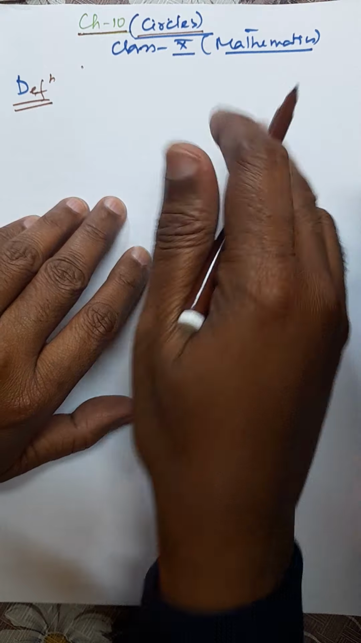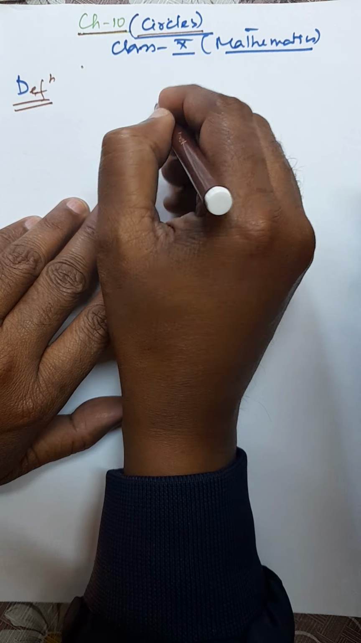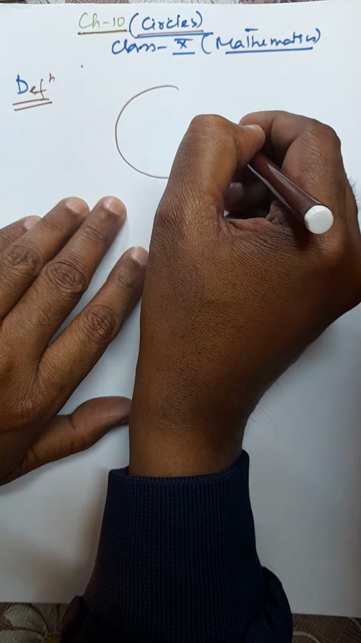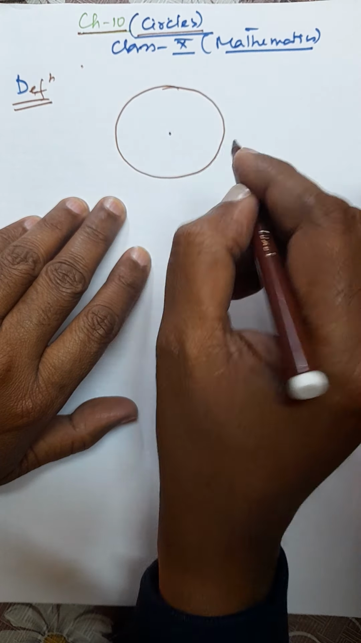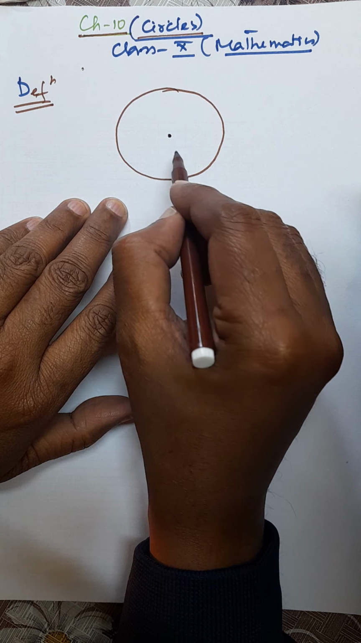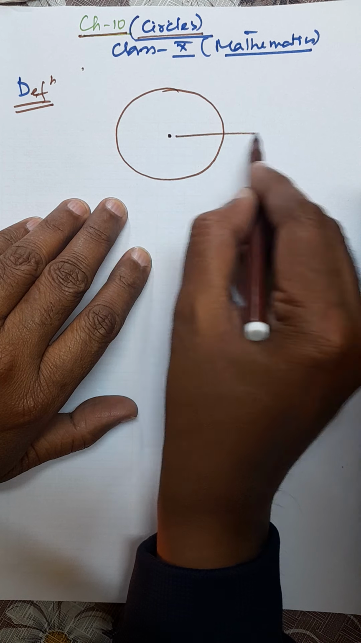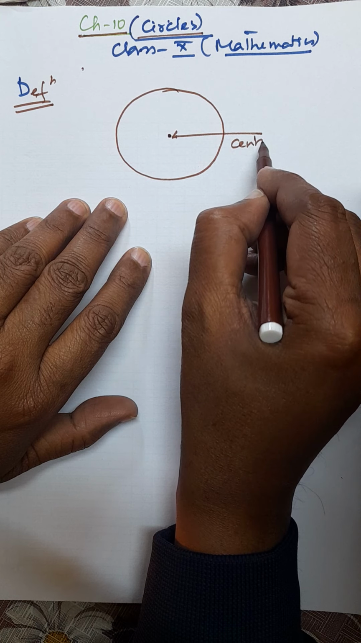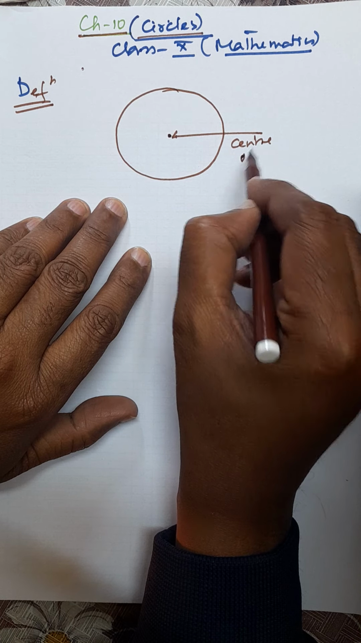Definition of the circle. This is a plane. On this plane, a simple closed curve which is equidistant from a fixed point is called a circle. The fixed point is called the center of the circle. This is known as the center.